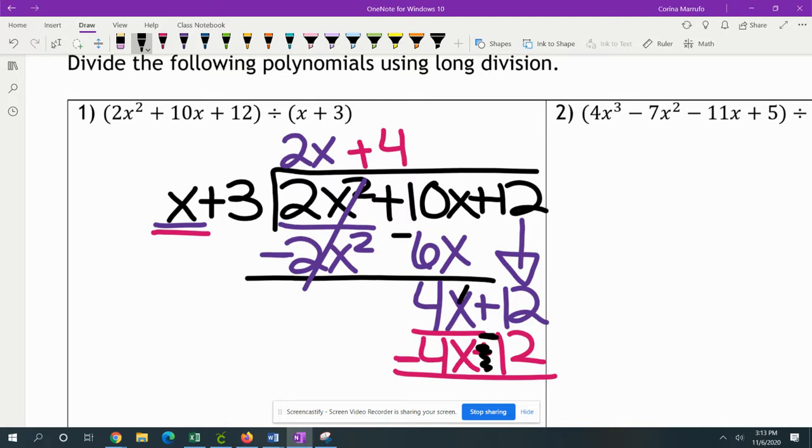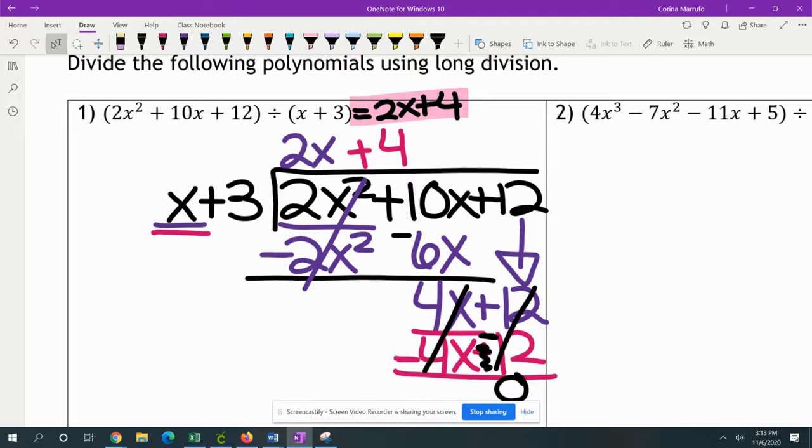So 4x minus 4x cancels. 12 minus 12 also cancels. That means that you have no remainder. Okay, so then this would be your answer. So 2x squared plus 10x plus 12 divided by x plus 3 is equal to 2x plus 4.